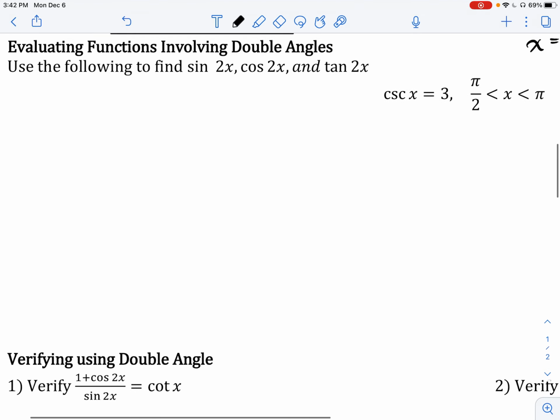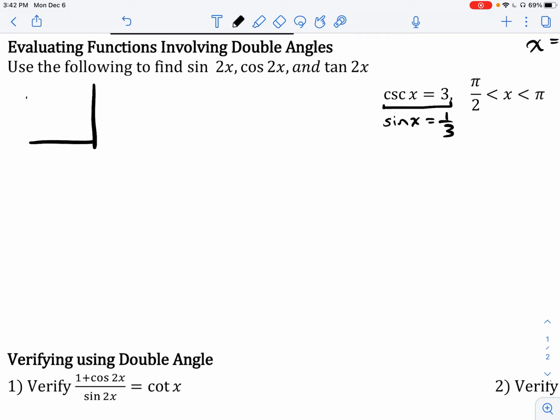First off, if we're saying that the cosecant of x is equal to 3, we can also rewrite this, using the reciprocal identity, to say sine of x is equal to 1/3. Now, x is not an angle that we're accustomed to working with in the unit circle, but based on this, we do know that it is in quadrant 2. So I can sketch this angle here and its corresponding right triangle.